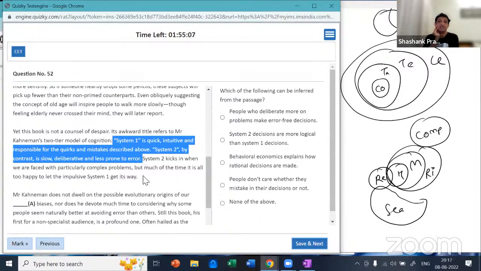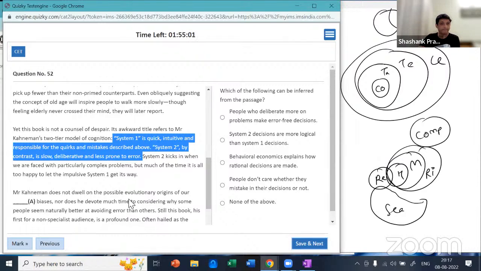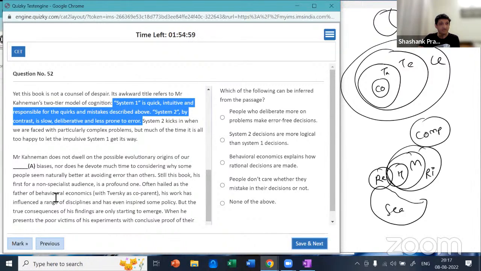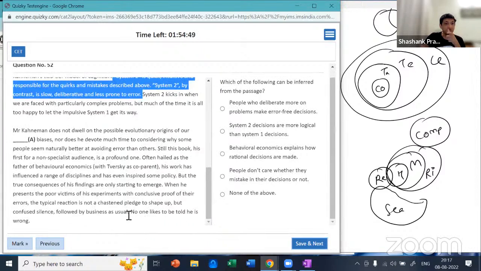Behavioral economics explains how rational decisions are made. Behavioral economics. People don't care whether they make mistakes in their decisions or not. Not really, no? No one likes to be told he's wrong. So people don't care, that won't be it.